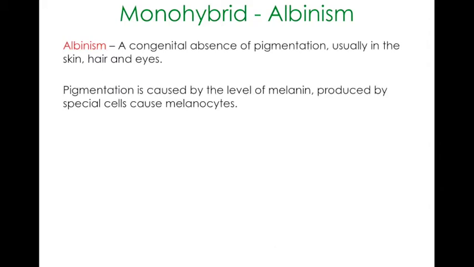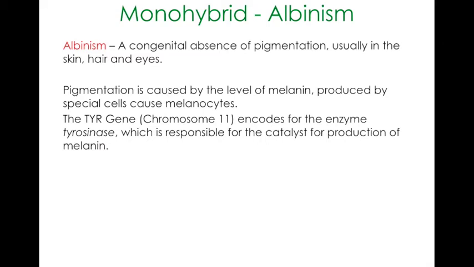Now, pigmentation is usually caused by melanin. Now, melanin is produced by special cells called melanocytes, yeah? And they are found in your skin, your hair, and your eyes. Okay. There is a particular gene called the TYR gene, located on chromosome 11, which encodes for an enzyme called tyrosinase. And that enzyme is what catalyzes or speeds up that production of melanin. If you have the enzyme and it is working, you produce melanin and you become darker. Okay.